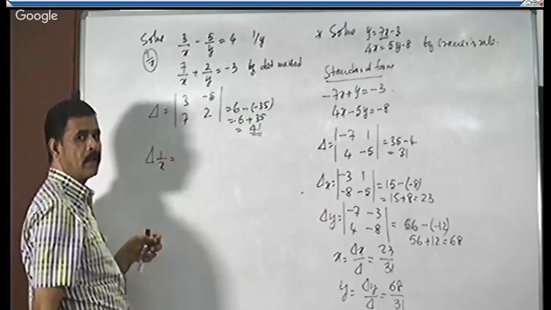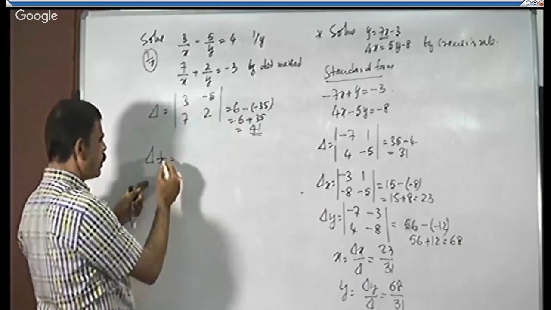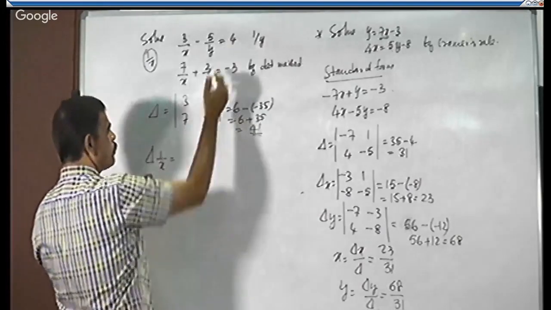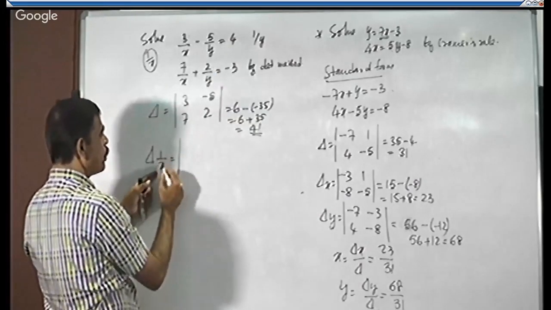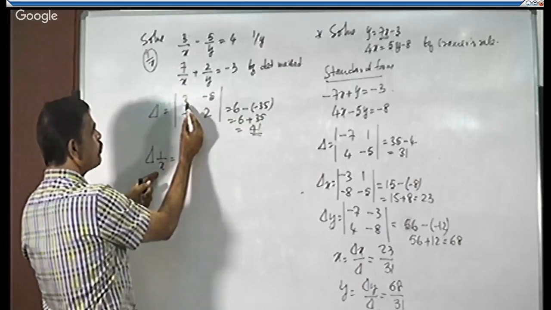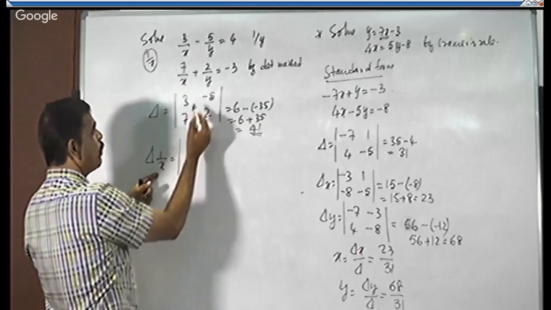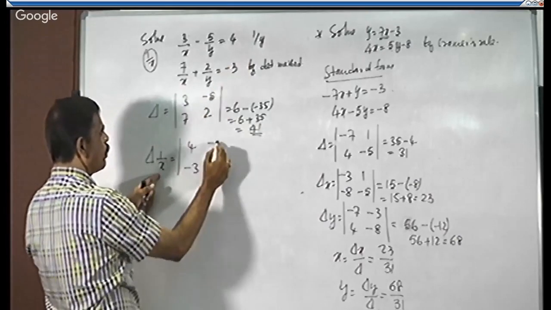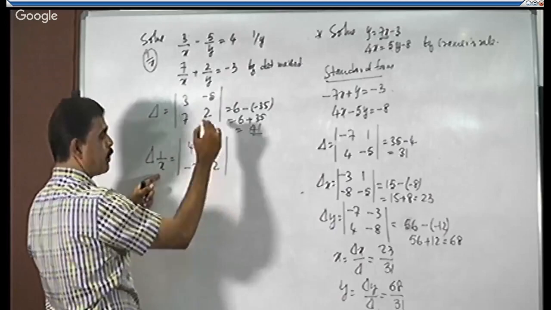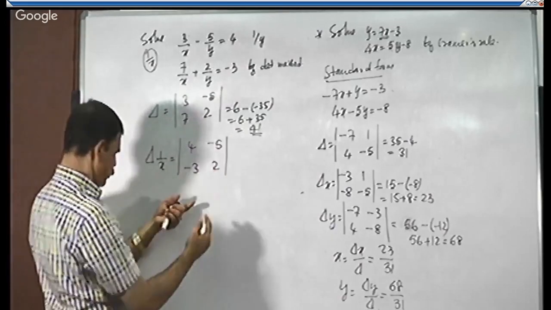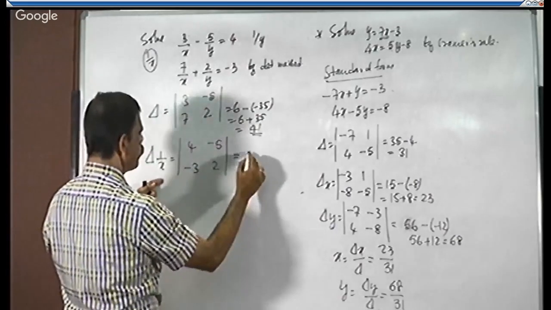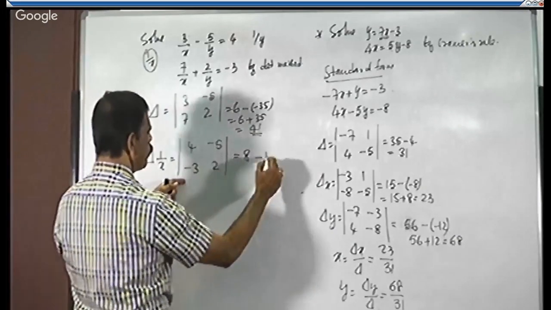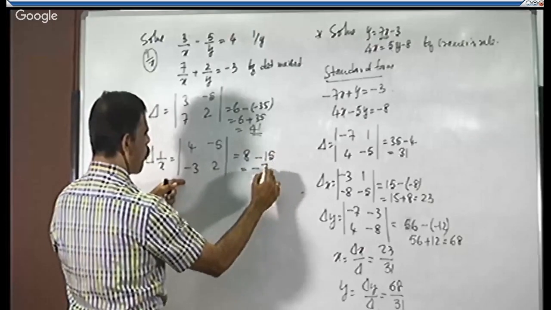I write delta 1 by x. I am not going to write delta x because I am replacing the 1 by x coefficients by the constants, correct? Which are the 1 by x coefficients? 3 and 7. Which are replaced by constants, 4, minus 3. The minus 5, 2 1 by y coefficients are taken as they are. That is 4 into 2, 8, minus into minus plus, 5 threes are 15, which is equal to 23.